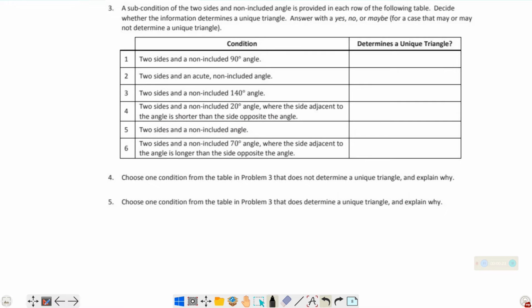The first one, two sides and a non-included 90-degree angle. We found in class today that a 90-degree angle only allowed for one triangle. So, yes, they are unique.